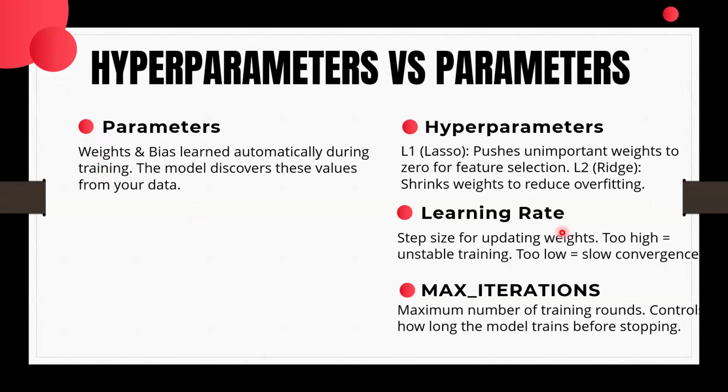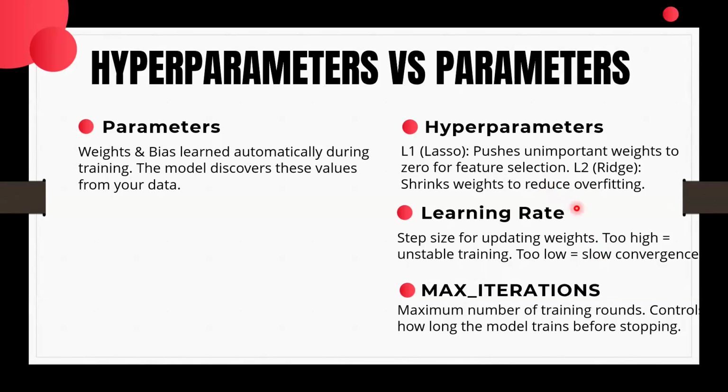And then the L2, which is our ridge, it shrinks the weights to reduce overfitting. Overfitting in machine learning basically is when your model is overlearning. It's learning from things it should not be learning from. So that's overfitting, right? And you don't want that because it's going to make wrong predictions. So you use L2 to shrink those weights that are irrelevant to our learning.